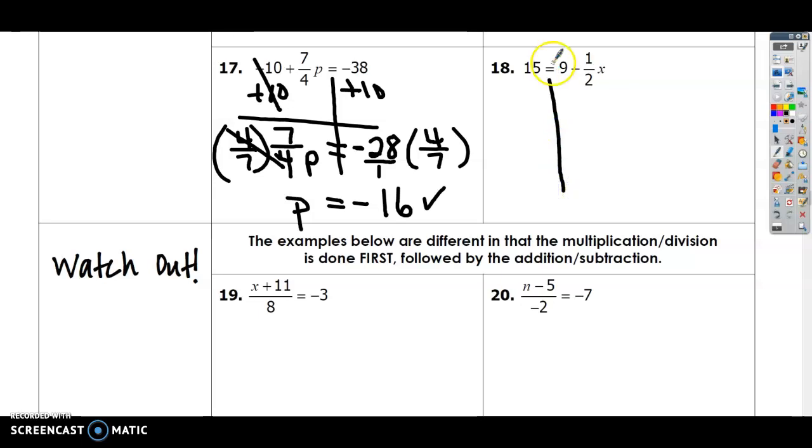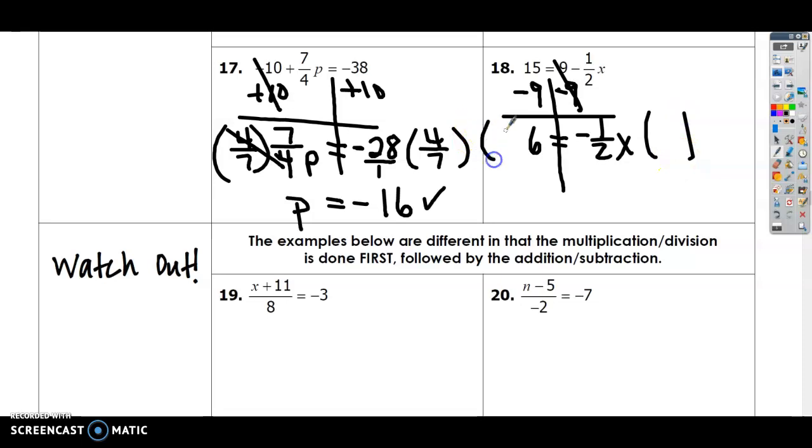All right, here we have 9. If there's no sign there, I told you it's a positive, so I'm going to subtract 9 from both sides. So if I subtract 9 from both sides, 15 minus 9 is 6. Bring down my equal sign, and then bring down the negative 1/2 x. I'm solving for x, that's my variable, so I need to multiply by the reciprocal.